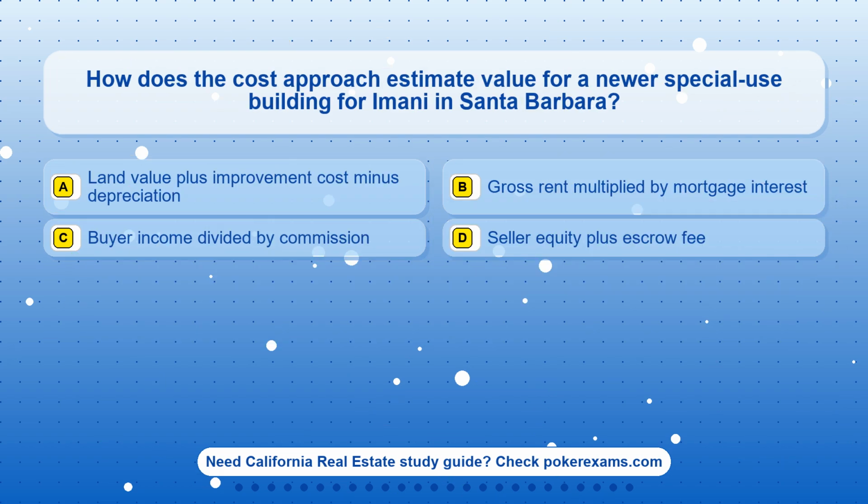Question 12. How does the cost approach estimate value for a newer special-use building for Imani in Santa Barbara? Option A. Land value plus improvement cost minus depreciation. Option B, gross rent multiplied by mortgage interest. Option C, buyer income divided by commission. Option D, seller equity plus escrow fee.